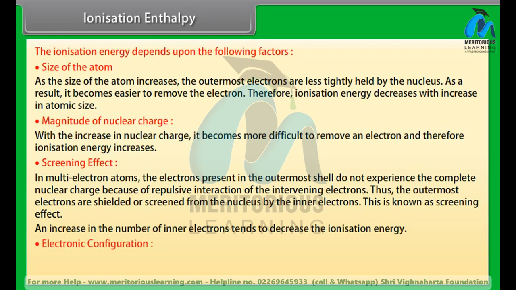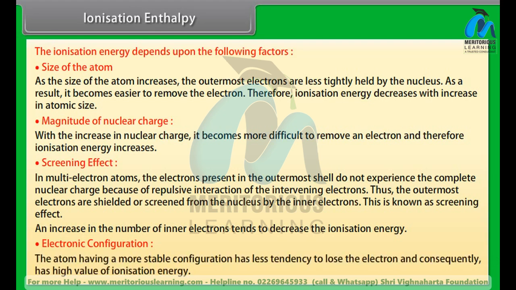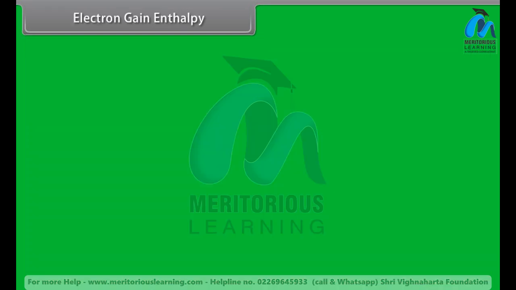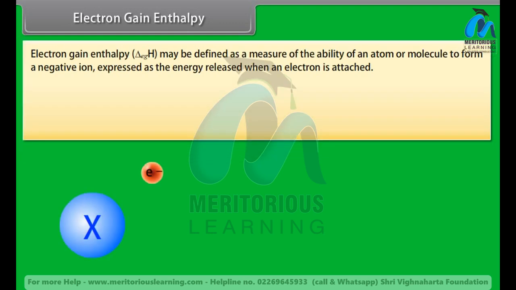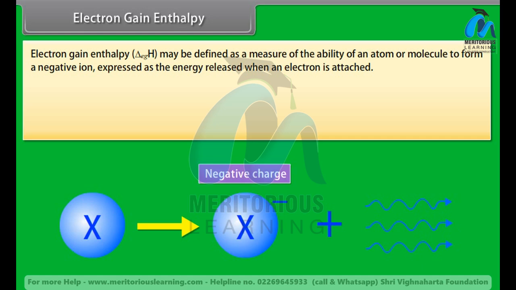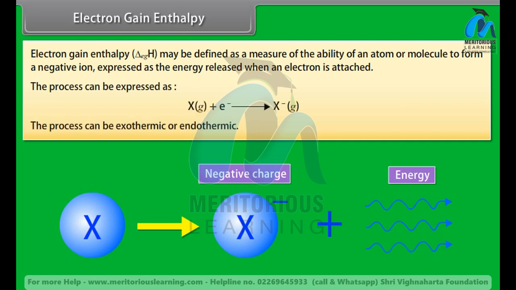Electronic configuration. The atom having a more stable configuration has less tendency to lose the electron and consequently has a high value of ionization energy. Electron gain enthalpy. Electron gain enthalpy may be defined as a measure of the ability of an atom or molecule to form a negative ion, expressed as the energy released when an electron is attached. The process can be exothermic or endothermic.